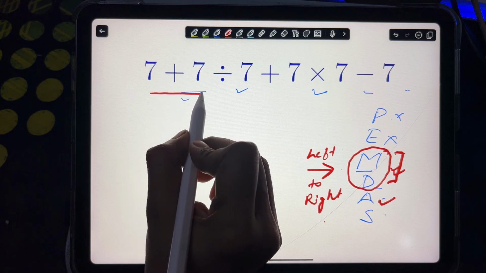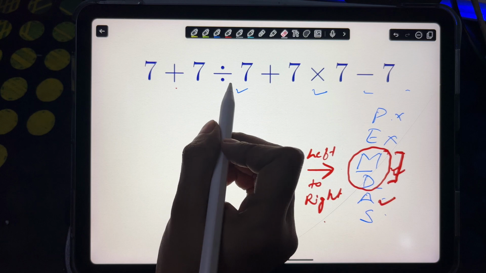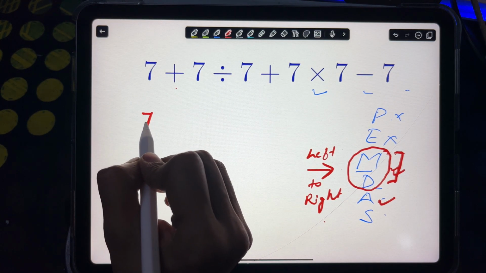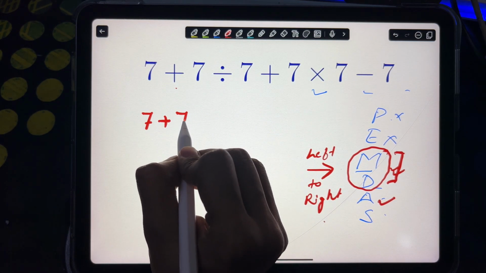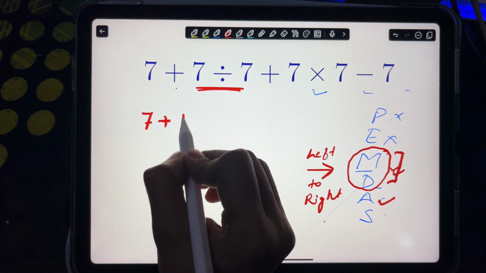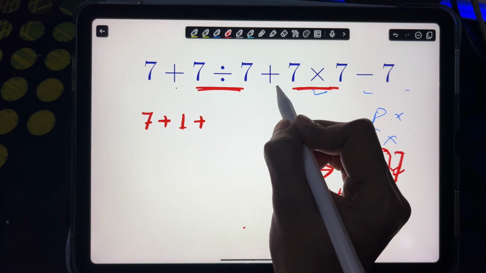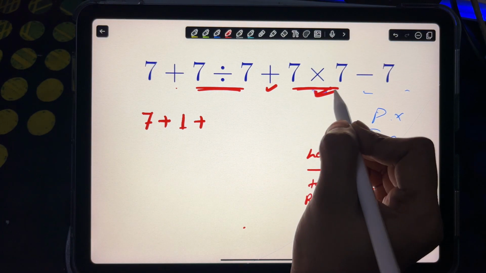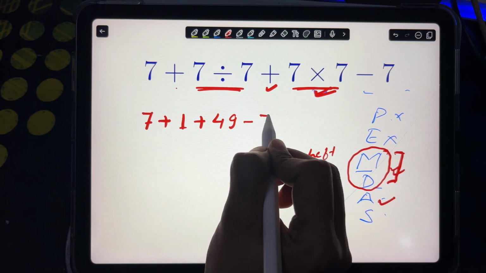Therefore, in this question, we will not see whether left to right we have addition first, because for addition and division, division has the priority. Therefore, it's like this, write 7 as it is, plus, we will not solve the plus here. Then 7 divided by 7, this we will have to do. So 7 divided by 7 is 1, then plus, then this multiplication we will have to do, because again before doing addition we have to do the multiplication. So it's multiplication, 7 times 7 is 49, then minus 7.